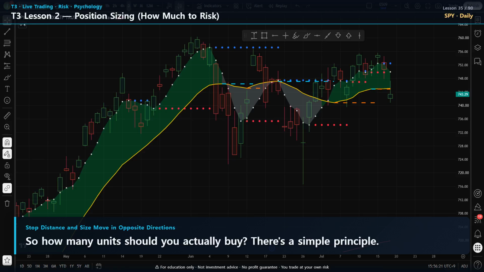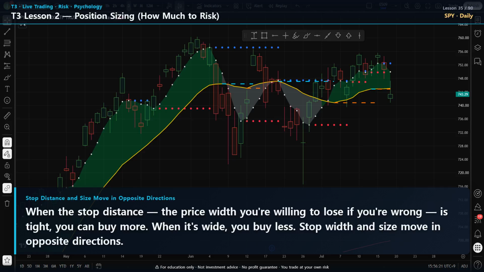So how many units should you actually buy? There's a simple principle. When the stop distance, the price width you're willing to lose if you're wrong, is tight, you can buy more. When it's wide, you buy less. Stop width and size move in opposite directions.